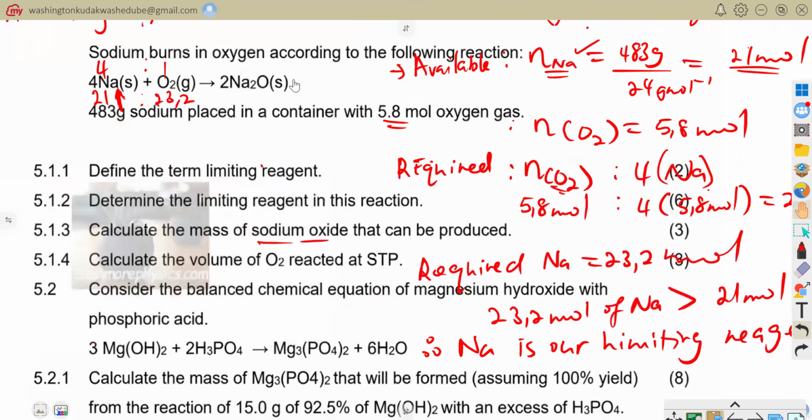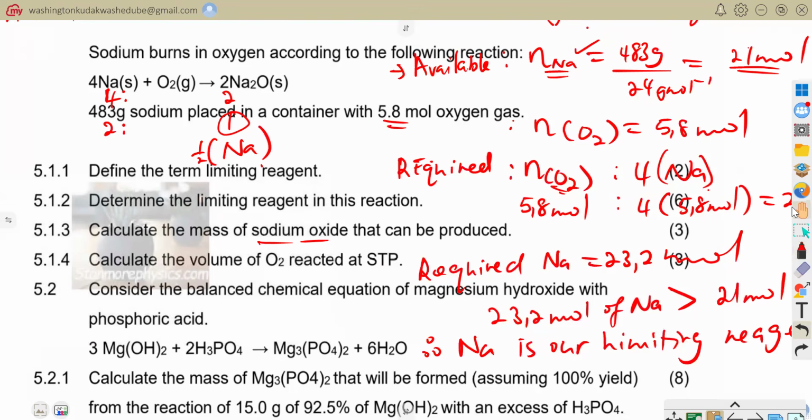So for sodium oxide, we now compare our information with our limiting reactant. Our limiting reactant here, we said it's sodium. So we compare the number of moles of sodium to the number of moles of the produced sodium oxide. So we require 4 moles to produce 2. So it's more like we require 2 times the one that we are going to produce. So the amount of sodium oxide that is going to be produced is going to be half of the number of moles of sodium. So half of the number of moles of sodium is half of 21.